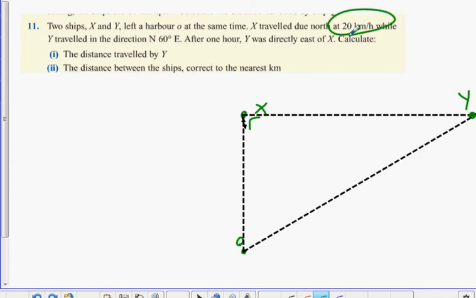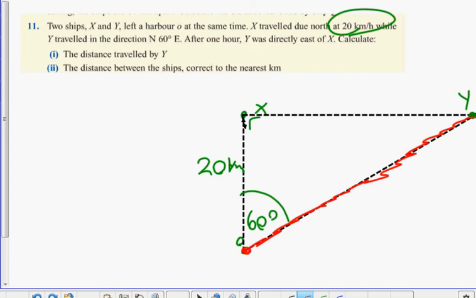It was after 1 hour. X was travelling 20 kilometers an hour. How far north did X go? 20 kilometers north. Okay, we have one angle, 90 degrees, and we have one side. We're going to need another side. We don't actually have another side, but we definitely have an angle, don't we? The angle here was 60 degrees. We are currently looking for the distance travelled by Y. So we want to first figure out what here all the way to here is. From here up to here. That's the hypotenuse we're looking for.